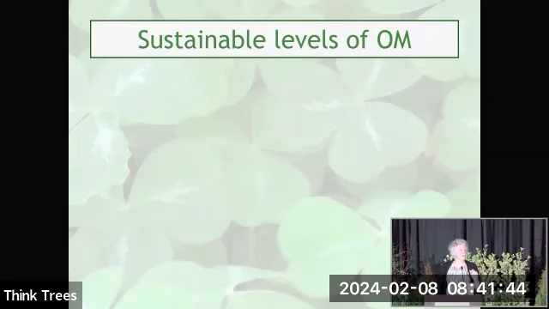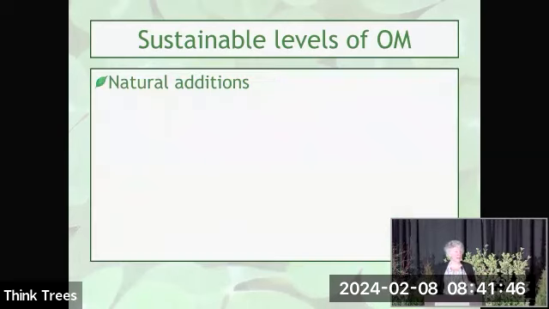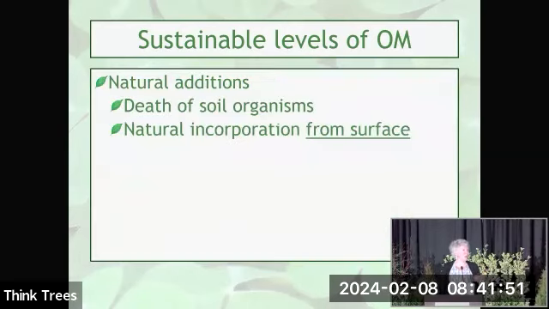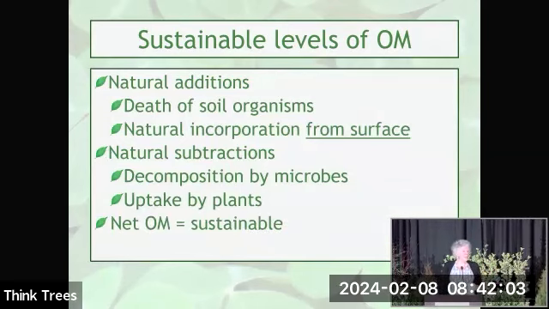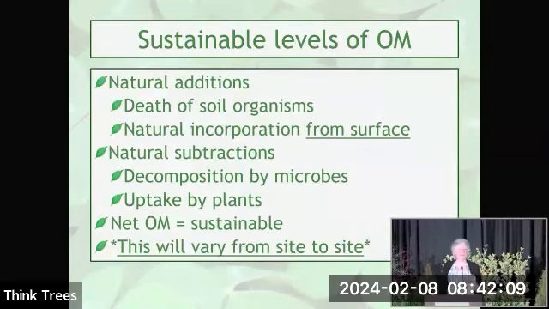Every system is different. And what you have to look at is the natural additions, which is death of soil organisms, as well as natural incorporation from the surface of the soil. Natural subtractions, which is decomposition by microbes, as well as uptake by plants. And so that's how you plus and minus in terms of organic matter. The difference there is what's sustainable for that soil. And it is going to vary from site to site.